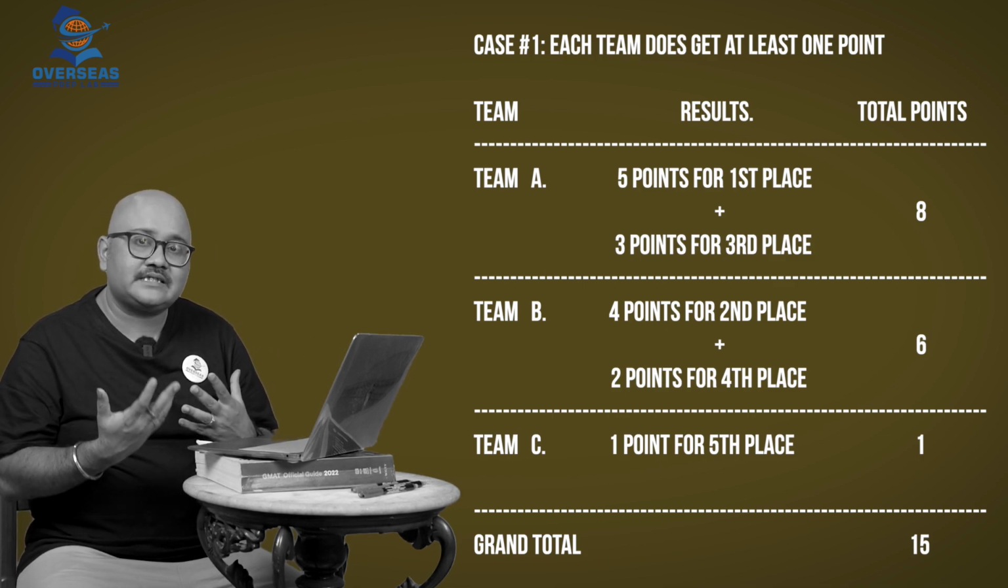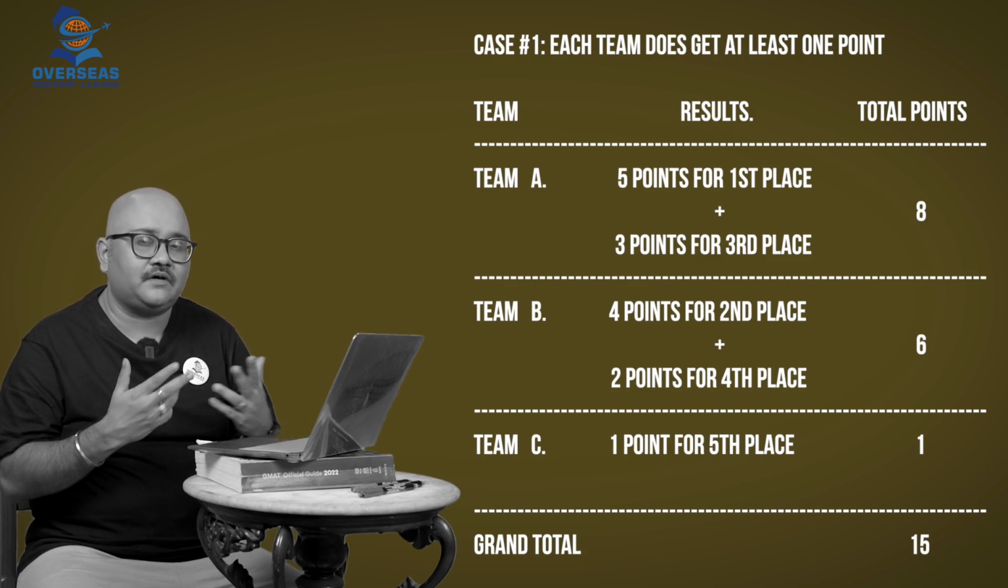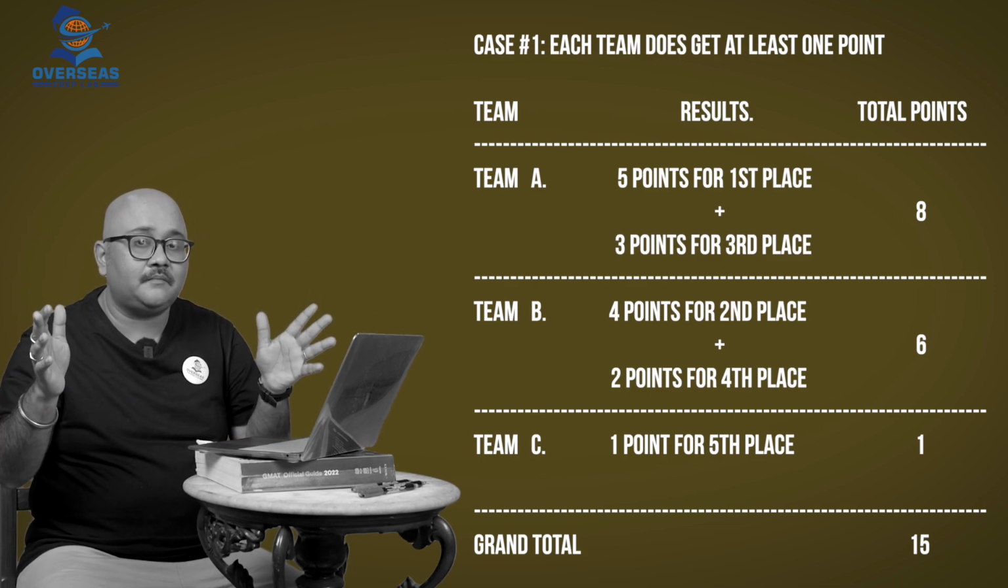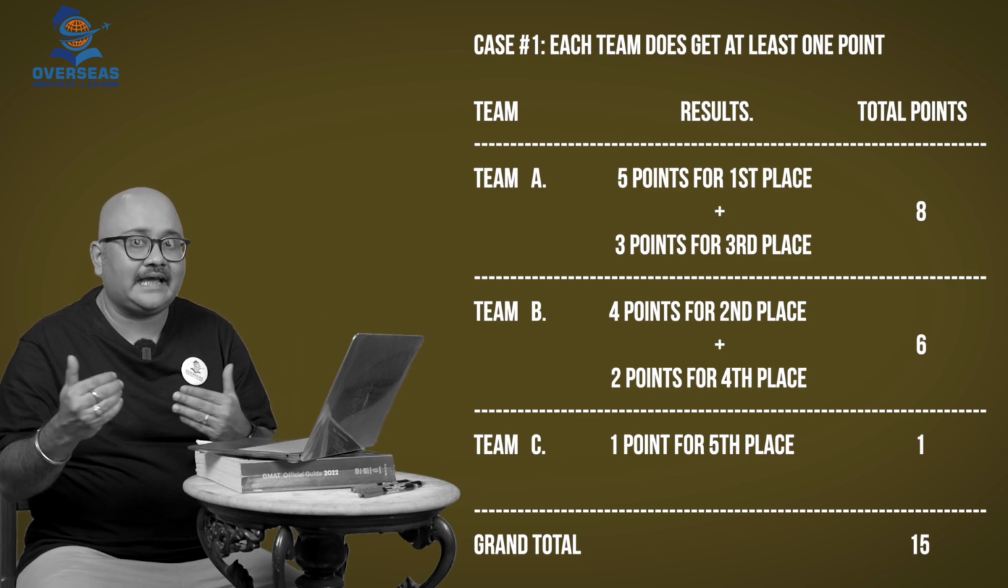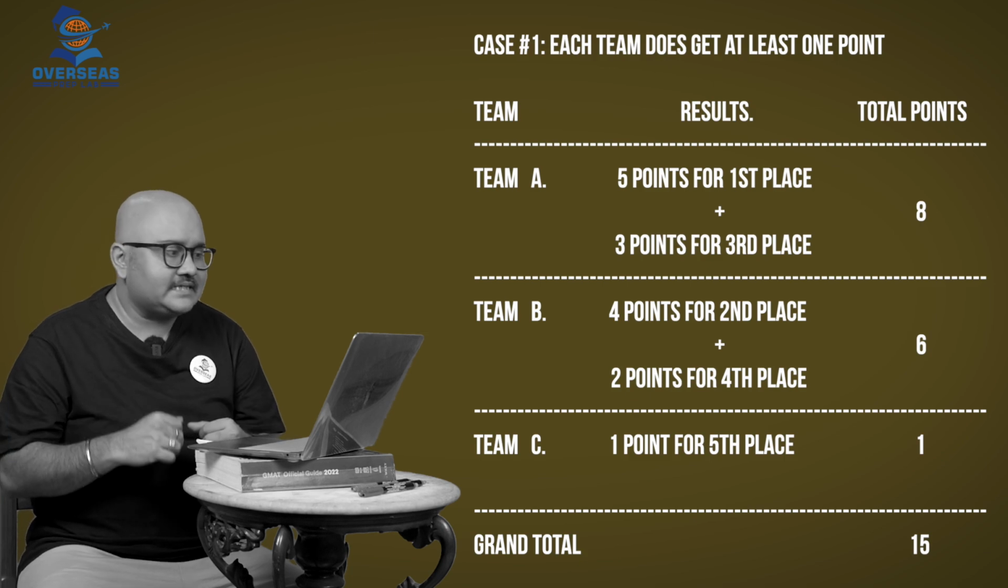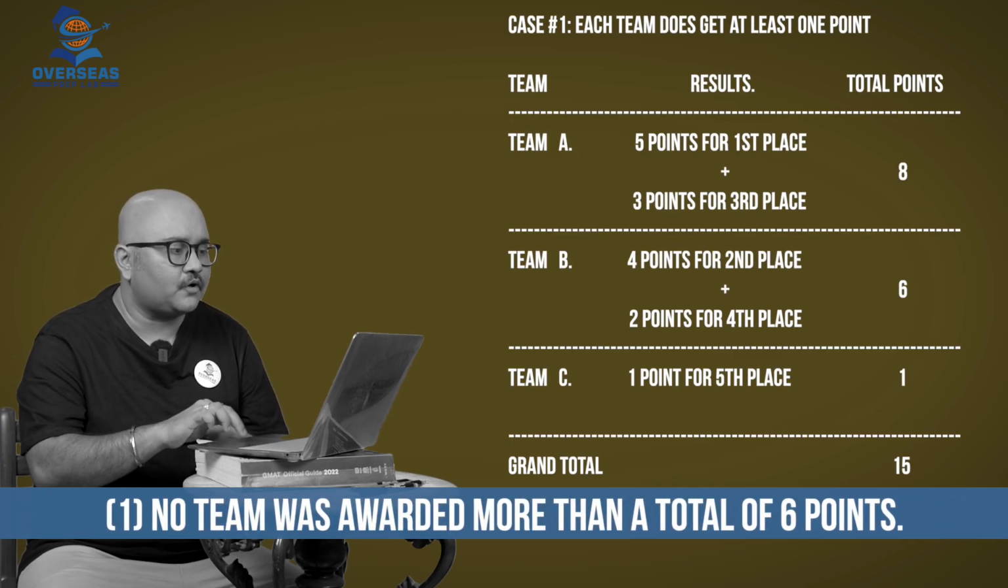So now it's time for us to go to the statements and assess each statement one by one. Now that we are clear in our mind what is given to us, we can go to the statements and attack them one by one. So statement 1 says no team was awarded more than a total of 6 points.